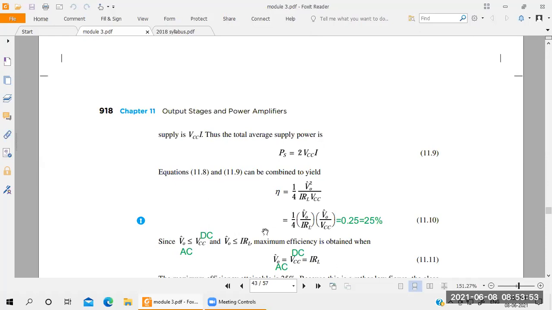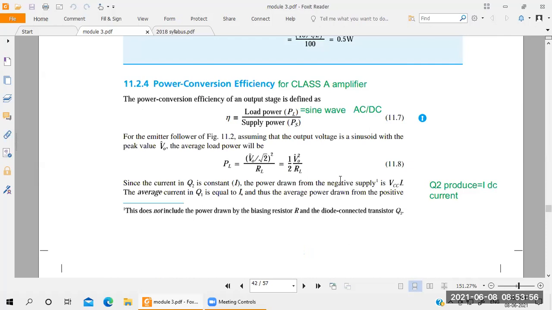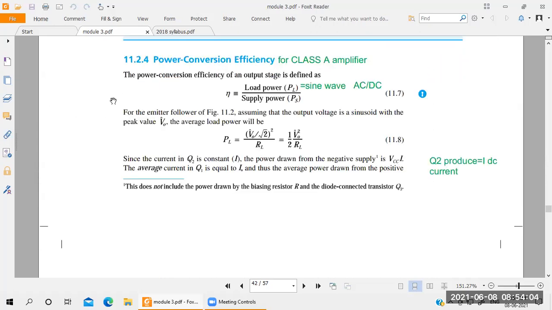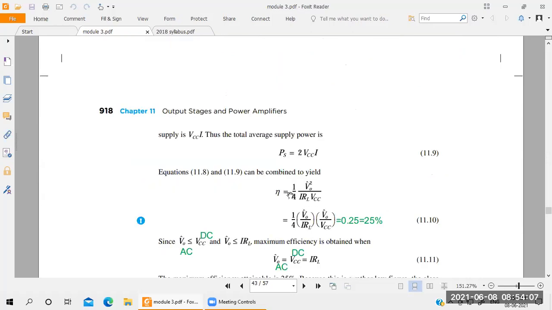Understood? So this is the class A power conversion efficiency, that is 25%. In the examination, they will ask for 6 marks. First you write the circuit diagram, then the efficiency equation, then the output power equation and input power equation, substitute in the efficiency equation, then simplify. You will get 0.25, which is equal to 25%. Here we have taken V naught equal to VCC. Remember, for simplification, V naught is equal to VCC, meaning the DC voltage is equivalent to the AC voltage, because we are going to convert DC to AC.